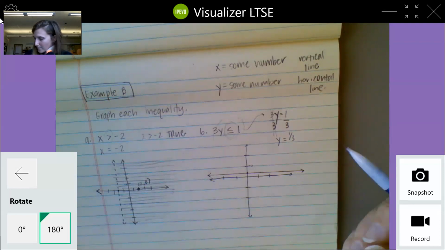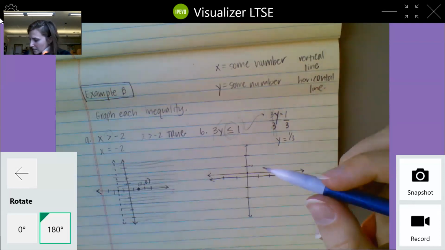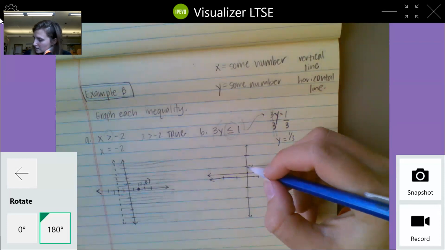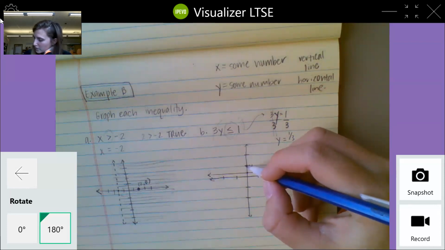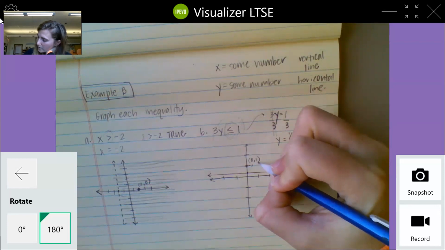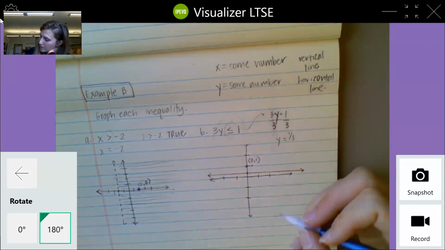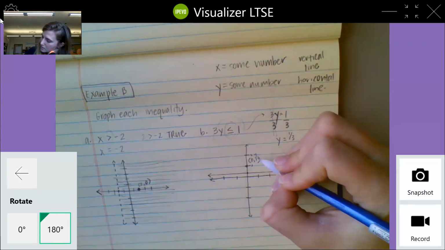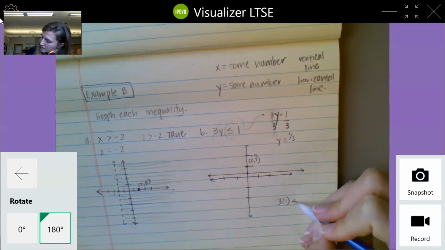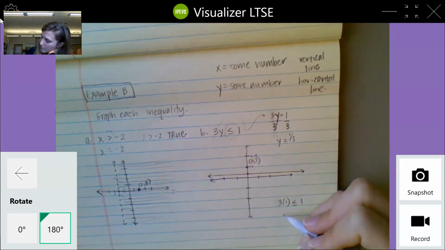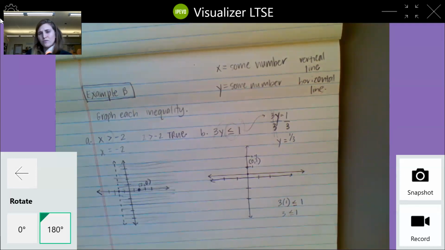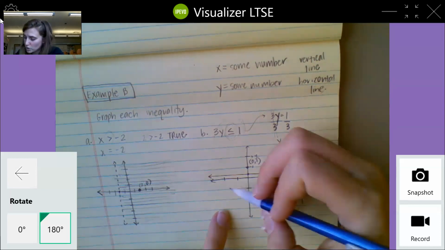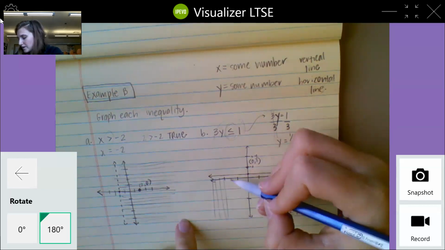So let's try. Let's try this. Let's try 0, 1. So if I plug that in up here, I would get 3 times 1 is less than or equal to 1. 3 is less than or equal to 1. Well, that's false. So I know that this area up here isn't going to be the solution. It has to be this area down here.